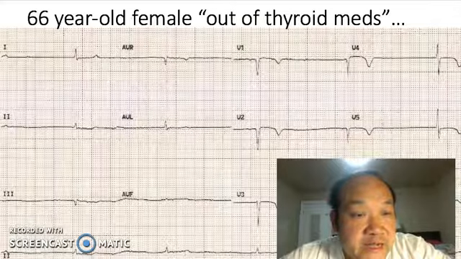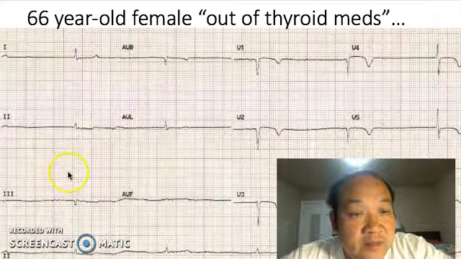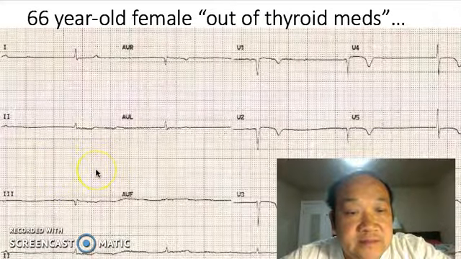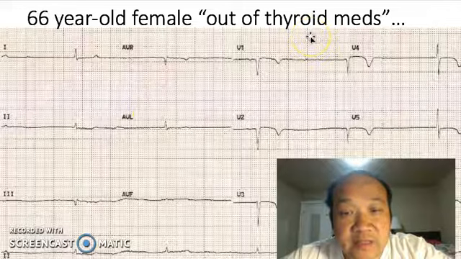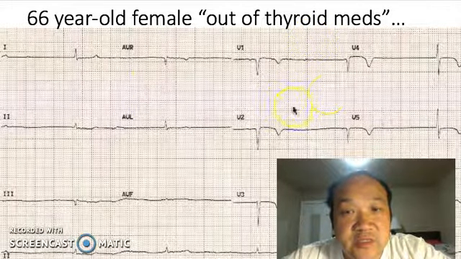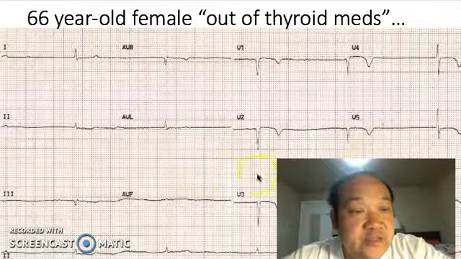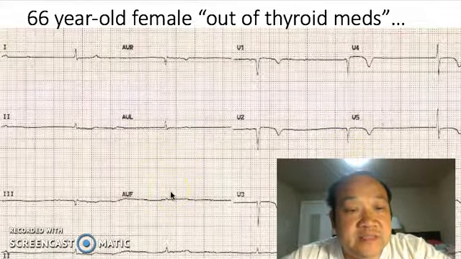The next patient whose EKG we'll view is a 66-year-old female who has been out of her thyroid medication. As you can see here, she has a low voltage EKG with extreme bradycardia. The history and the EKG strongly suggest myxedema coma.